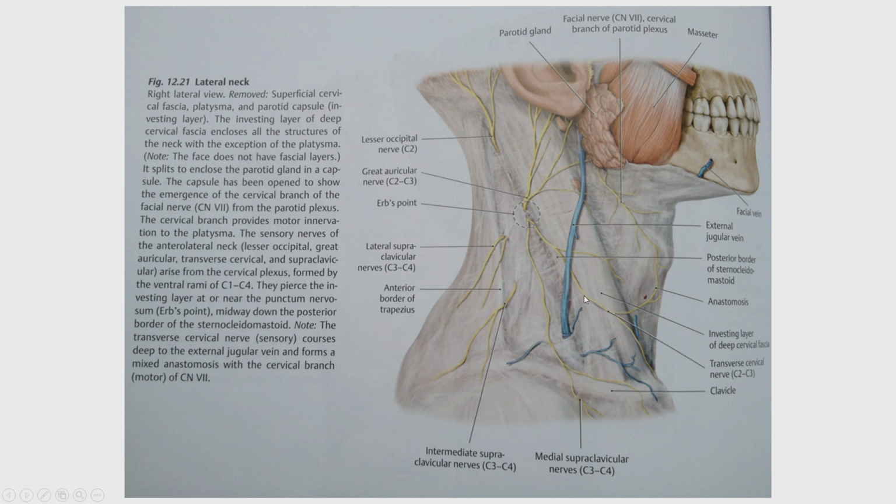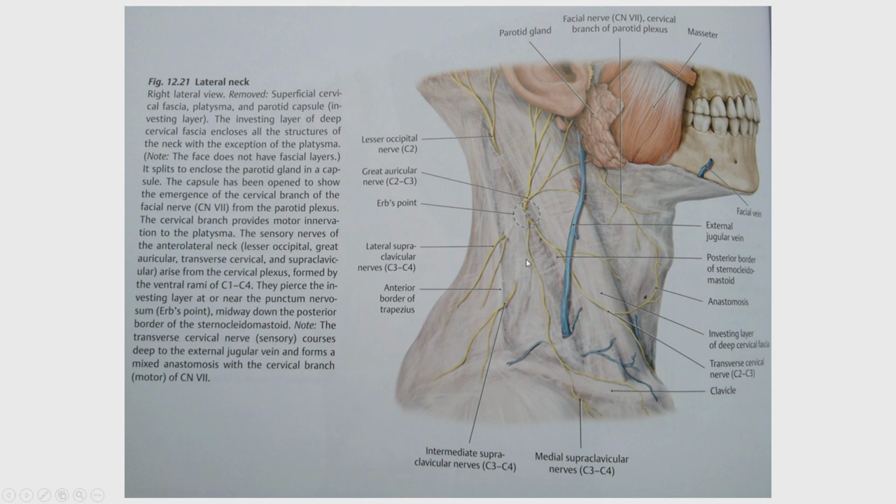Then there is the transverse cervical, which has a very important communication, be careful here, with the cervical branch of the facial nerve that is responsible for innervation of the platysma. This cervical branch of the facial nerve, coming out from the parotid gland, is anastomosing with the transverse cervical nerve arising from the cervical plexus. So it has a sensitive branch and a motoric branch from here.